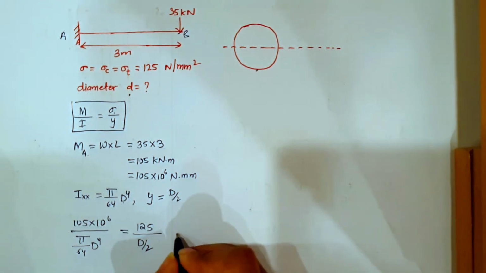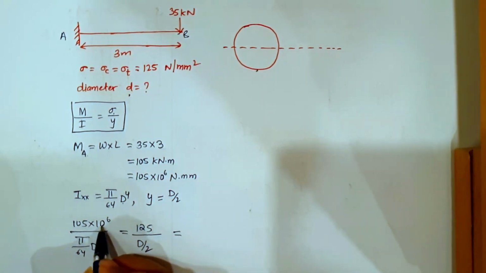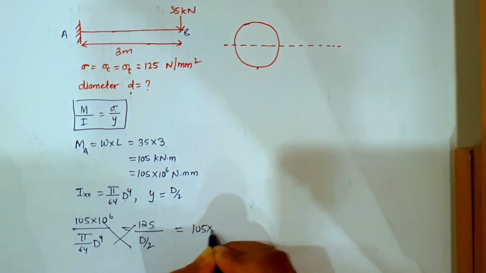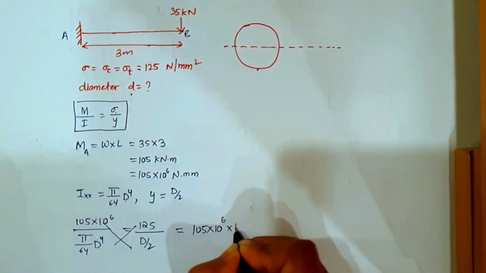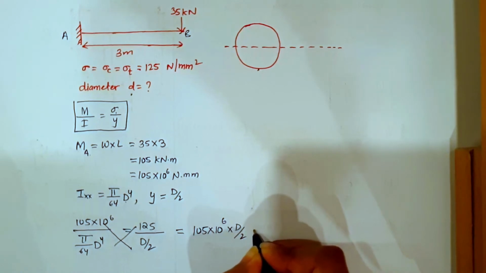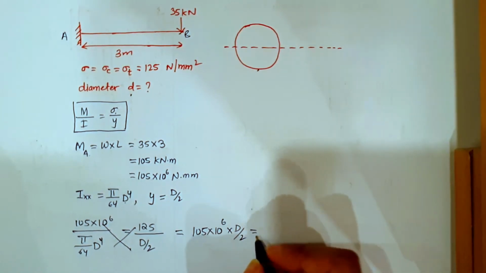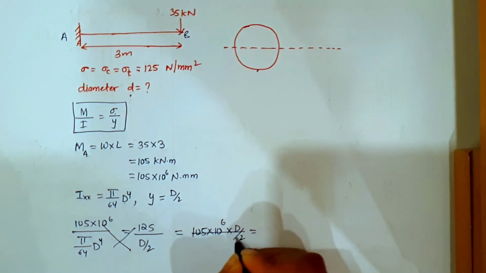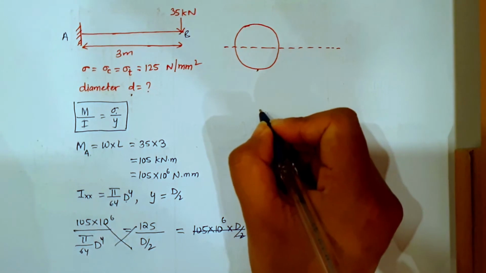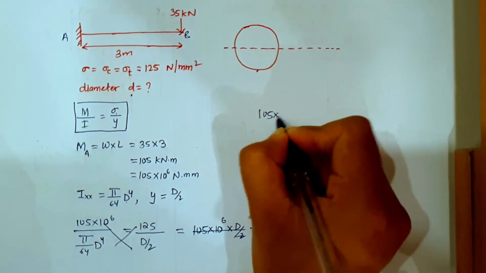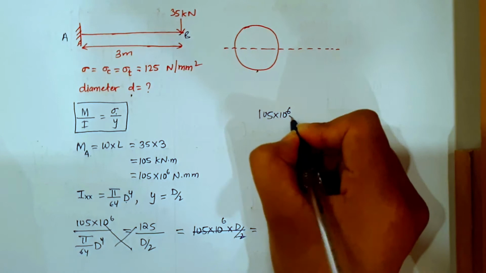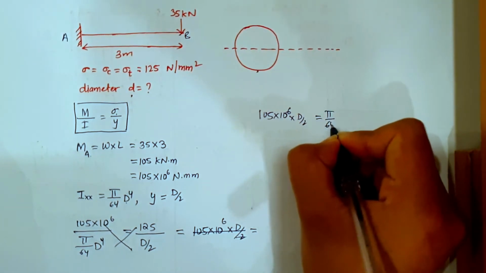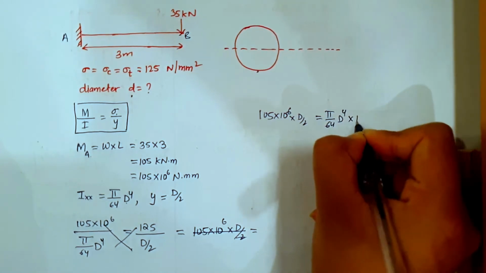Now if I cross multiply it, I'll be getting 105 into 10 raised to power 6 into d by 2 will be equal to, instead of writing here, I'll write it here, 105 into 10 raised to power 6 into d by 2 will be equal to pi by 64 d raised to power 4 into 125.